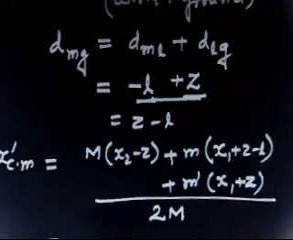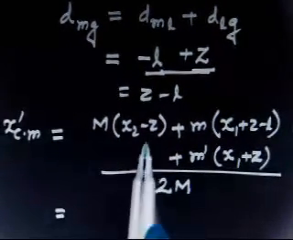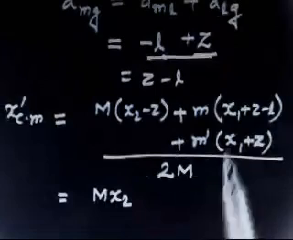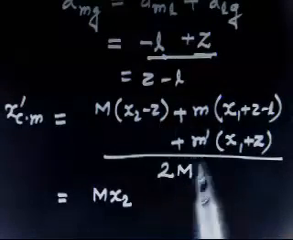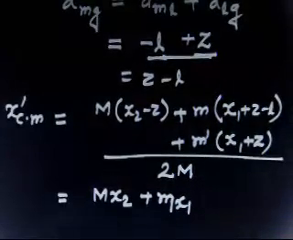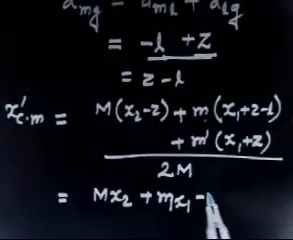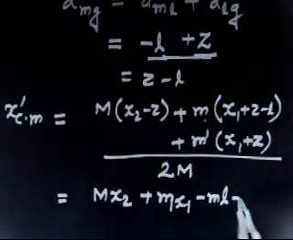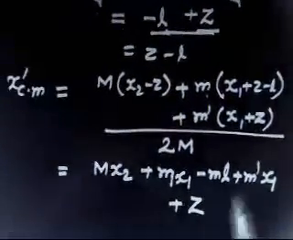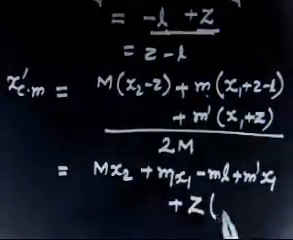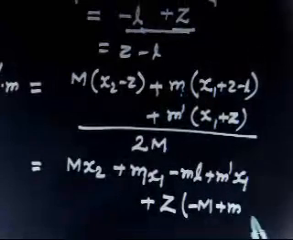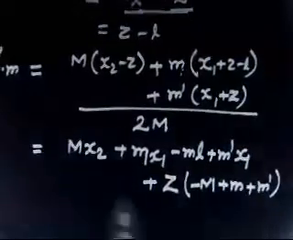Now let us try to see this one. So what are we getting? Let us take the z terms at one place. So we will have mx2, and there we will have mx1, m into x1, and minus m into l, and here we will have m dash into x1. And let us put the z terms on one side. You will have z, so you will have minus m here. Are you getting? And here you will have plus m, and here you will have plus m dash, and this divided by 2m.